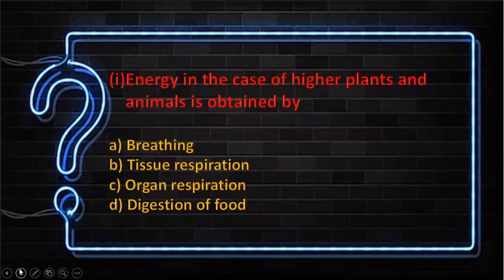Clear with that? So the first question based on that is: energy in case of higher plants and animals is obtained by. How is energy obtained in case of higher plants and animals? Whether the energy is obtained by breathing, by tissue respiration, by organ respiration, or by digestion of food. That is the question asked. So we check the answer. In case of higher plants and animals, the energy is obtained by tissue respiration.